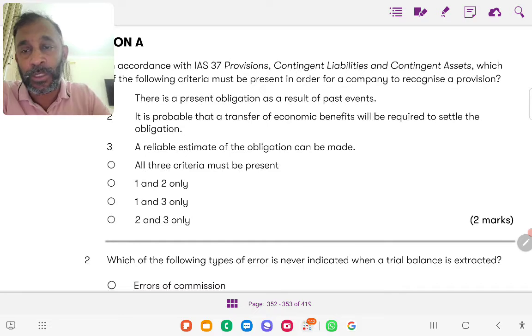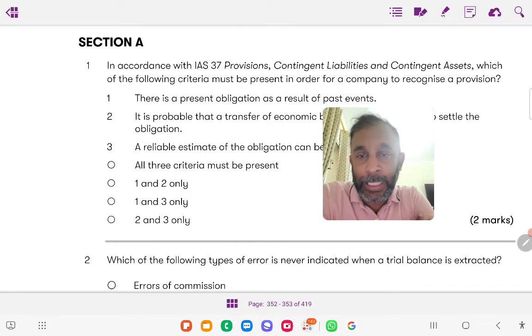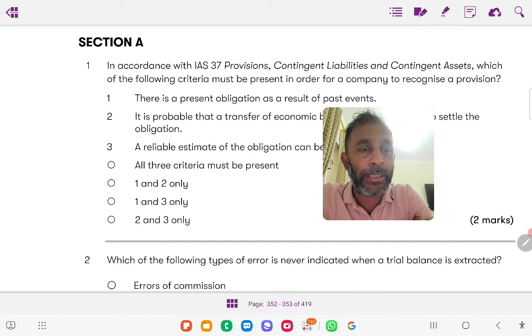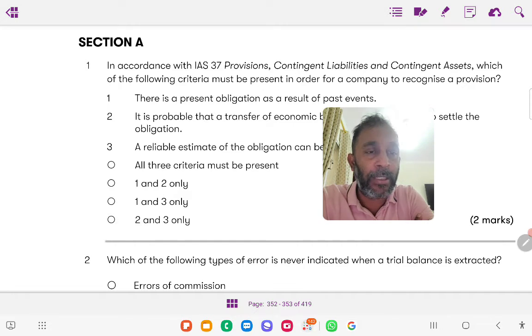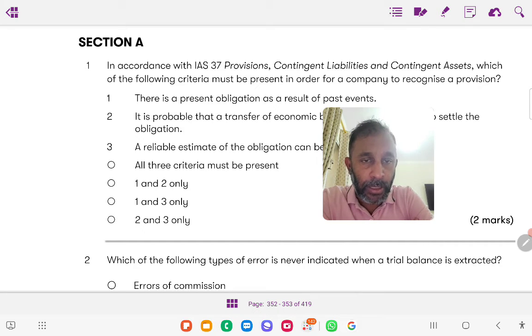So the first question here is talking about IAS 37. In accordance with IAS 37 provisions, contingent liabilities and contingent assets, which of the following criteria must be present in order for a company to recognize a provision? IAS 37 speaks specifically about provisions, then contingent liabilities and contingent assets, as the name says.